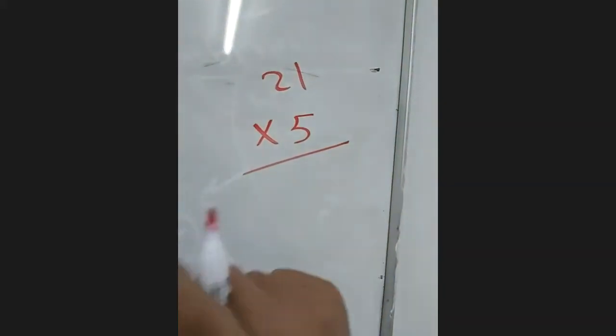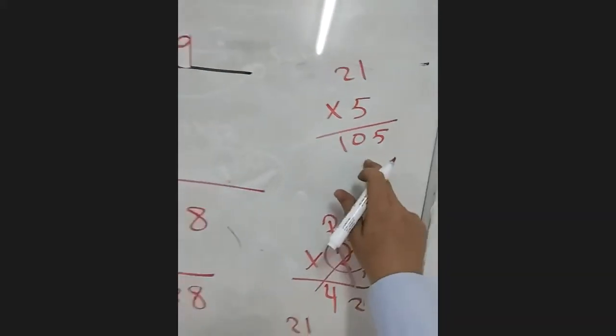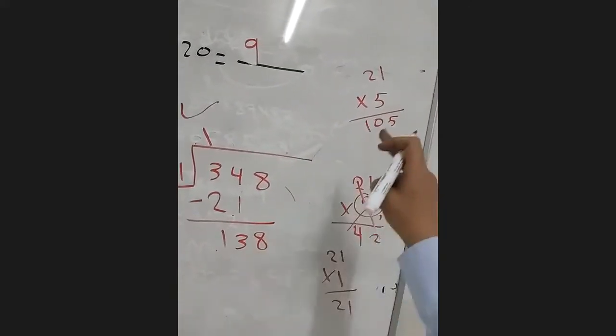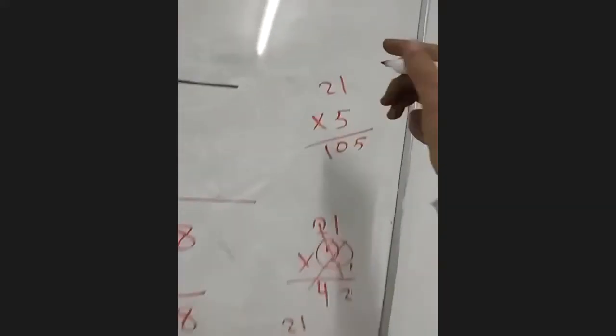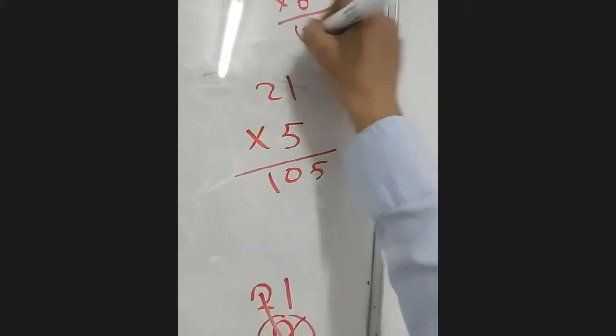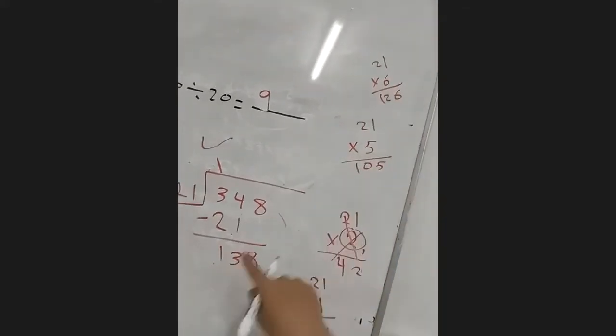Let's check. 5 by 1 is 5. 5 by 2 is 10. 105. Is it less than 138? Correct. So we'll choose 6. Let's do more. 6 by 21. 6 by 1 is 6. 6 by 2 is 12. 126. 126 versus 138, right?